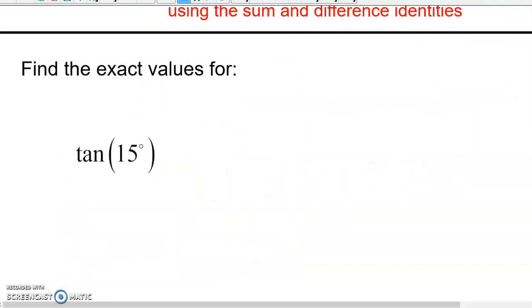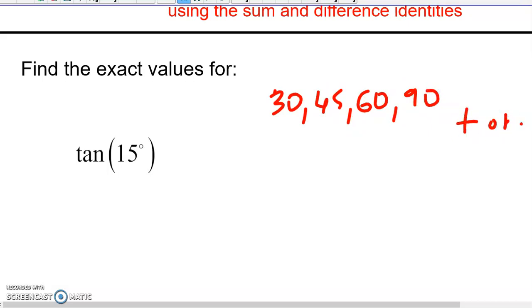Okay, so now I've got tangent of 15 degrees, same thing we did in the previous problem. So I've got 30, 45, 60, 90, and I can only use plus or minus. How am I going to get 15 degrees? So I can use 60 minus 45 is 15, or I can use 45 minus 30.